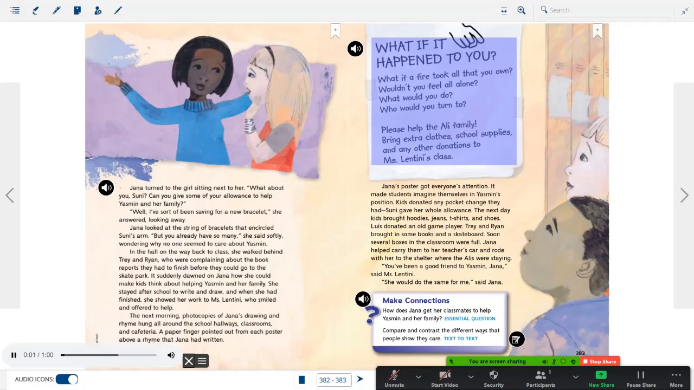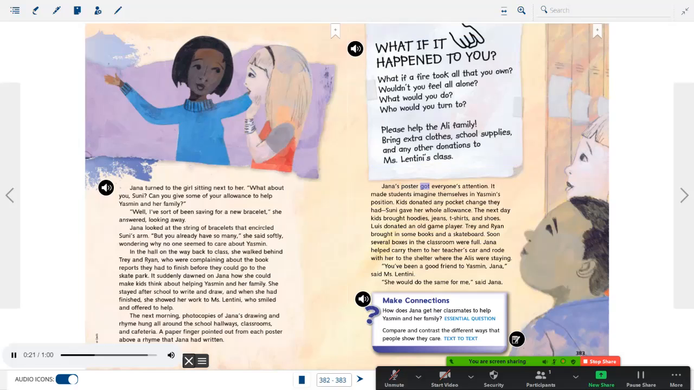What if it happened to you? What if a fire took all that you own? Wouldn't you feel all alone? What would you do? Who would you turn to? Please help the Ali family. Bring extra clothes, school supplies, and any other donations to Miss Lentini's class.